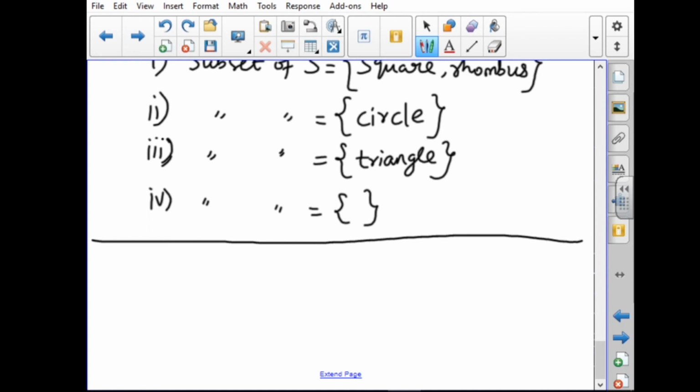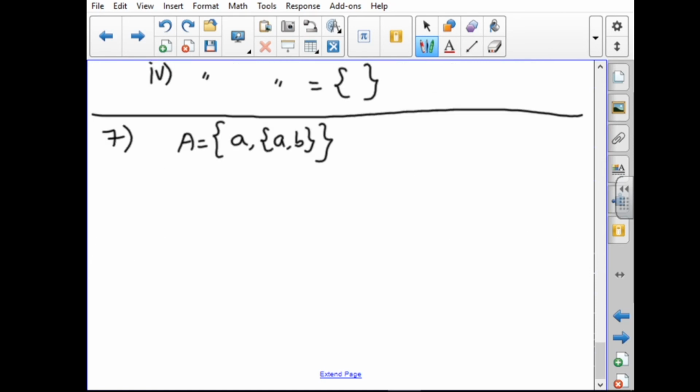Then next one, question number 7. If A is equal to the set A comma, inside bracket A comma B. Okay. What do we want to find? Write all the subsets of A. Subsets of A, we already know that. First we can start from the empty set. Okay. Subsets of capital A is equal to first the empty set, then another element A. Okay.